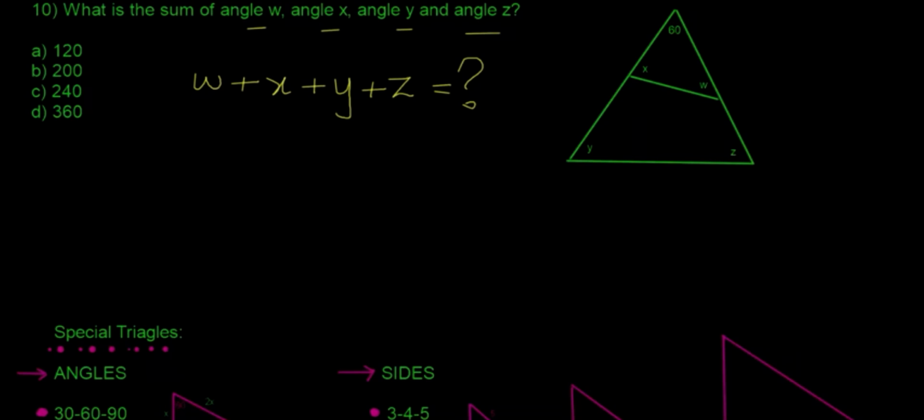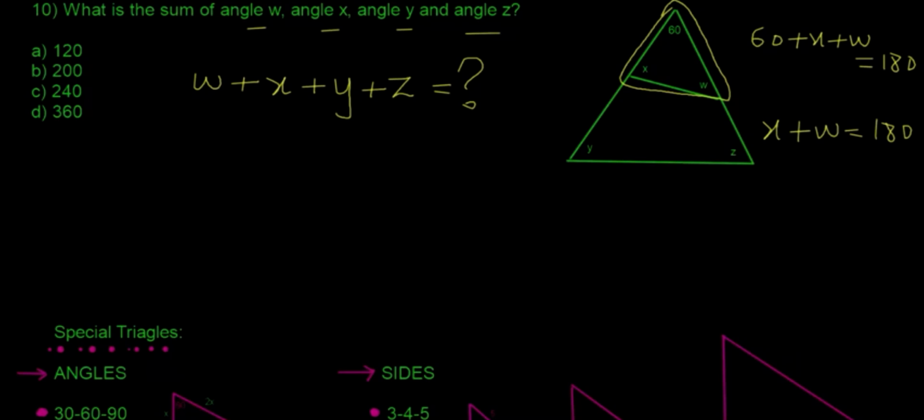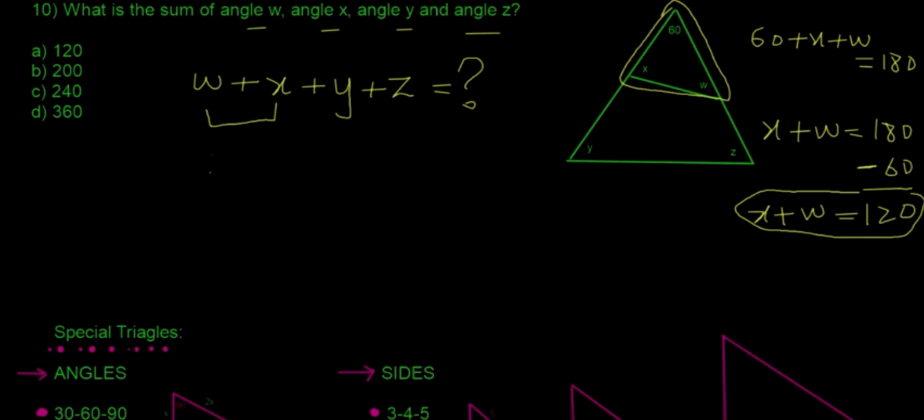Now I want you to pay attention. Take a look at this triangle over here: 60, w, and x. They all add up to give me 180, right? So for w and x only, I take away 60 from it, so the sum of the two adds up to 120. The sum of these two adds up to 120.